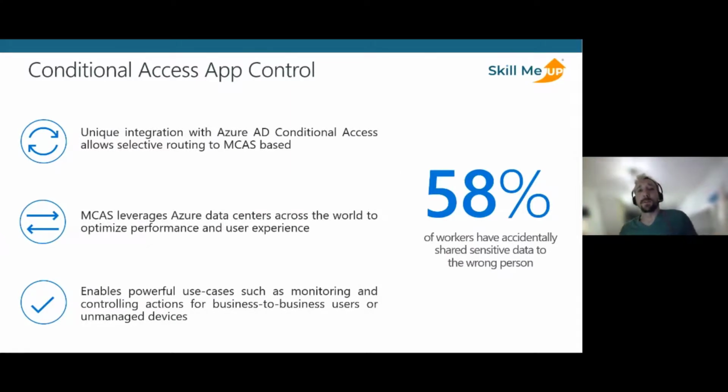So conditional access app control, it integrates really good with Azure AD conditional access and allows selective routing to MCAS. And it's a good figure there. 58% of coworkers or workers have accidentally shared sensitive data to the wrong person, and it happens to everyone. I've also sent some mails to the wrong persons. If you're typing in a mail and putting the wrong email address there, so it's something that happens, but we can take control over it. That's what we have to take away here.